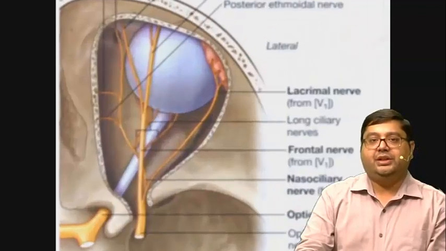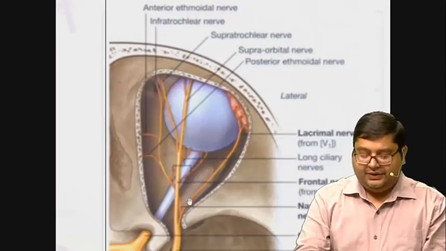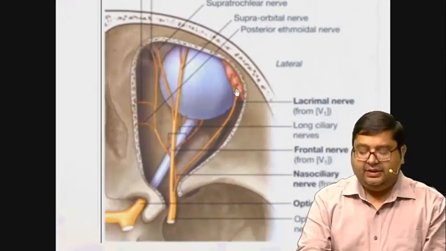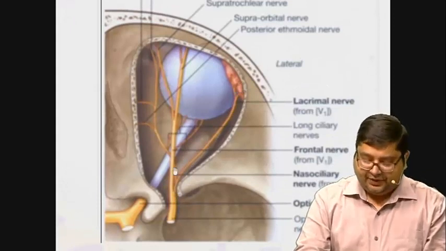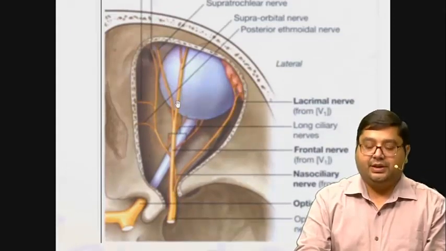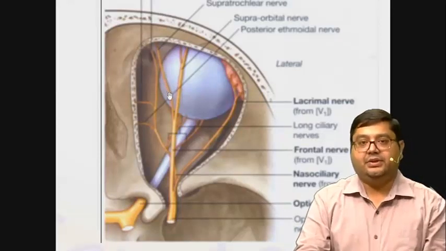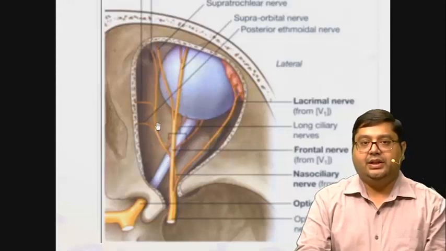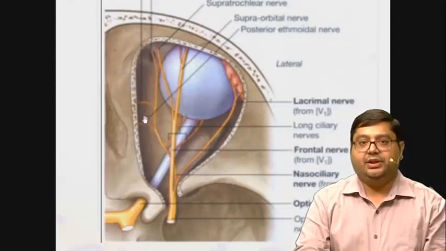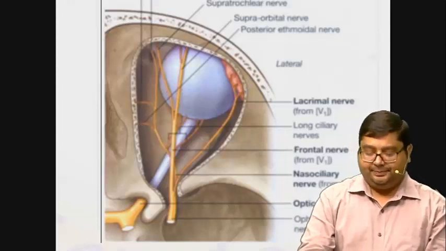Let me show you one image here. We can see this is the lacrimal nerve here. This is the frontal nerve, which will divide into supraorbital and the supratrochlear, and the supratrochlear is the medial nerve, it's not lateral, and this is the nasociliary nerve, which is eventually giving anterior ethmoidal, posterior ethmoidal, right?